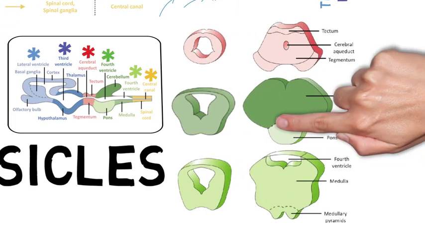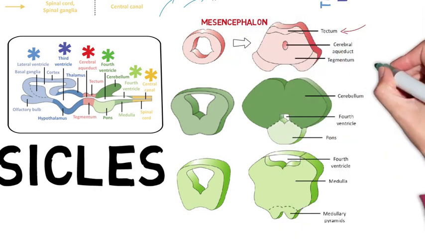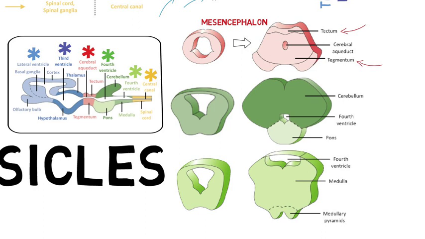The mesencephalon, or midbrain, differentiates into the tectum and the tegmentum. The CSF-filled space at the core of the midbrain is the cerebral aqueduct.